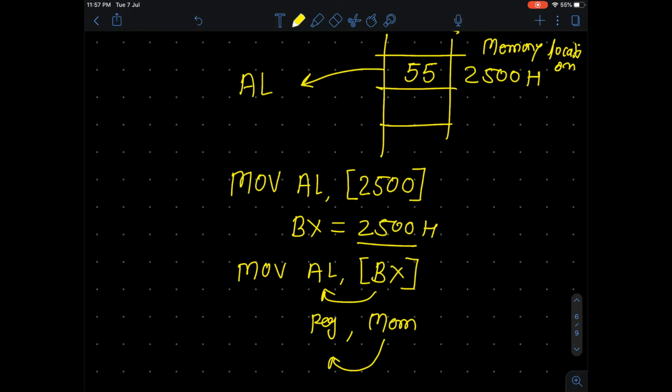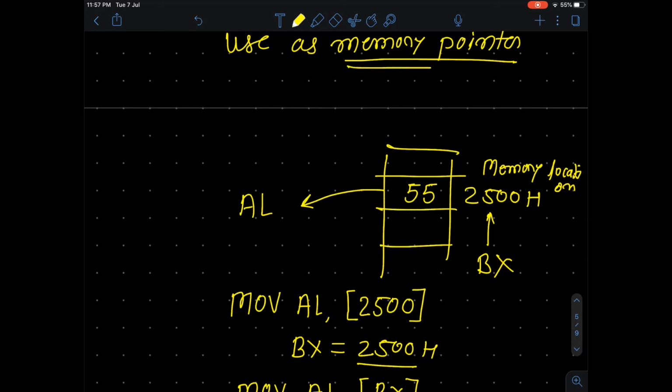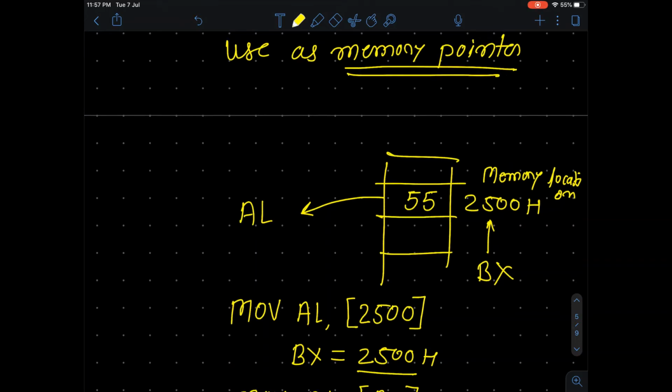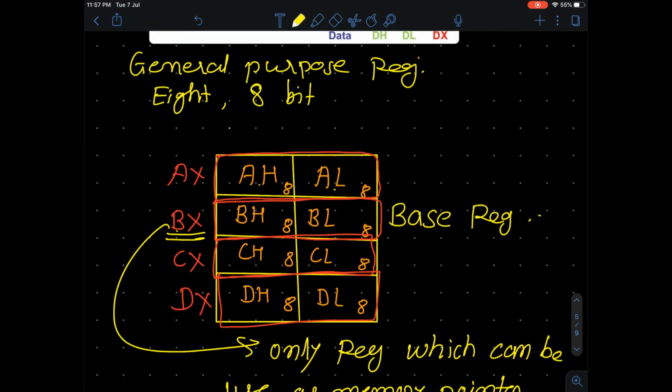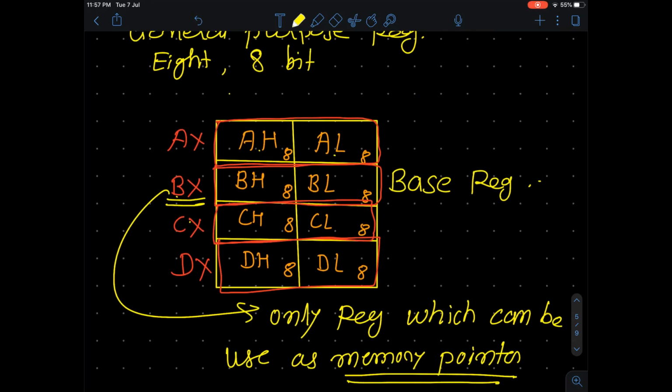So for such operations, the BX register is used to hold the address of the memory. This address is held by the BX register, and this is the meaning of the term memory pointer. So out of these four registers, AX, BX, CX and DX, only the BX register can be used as a memory pointer. Is it clear?